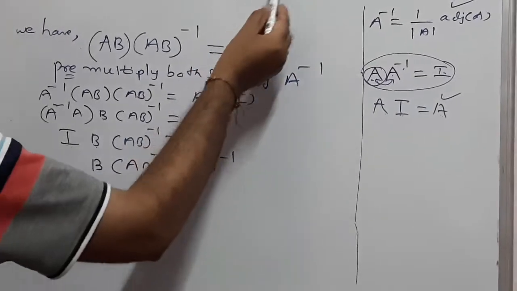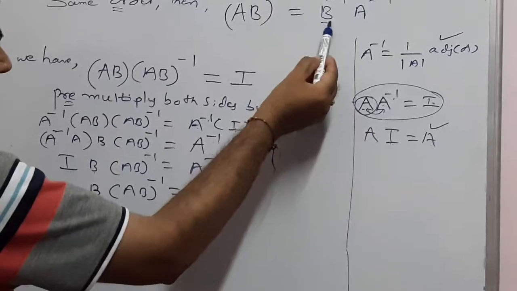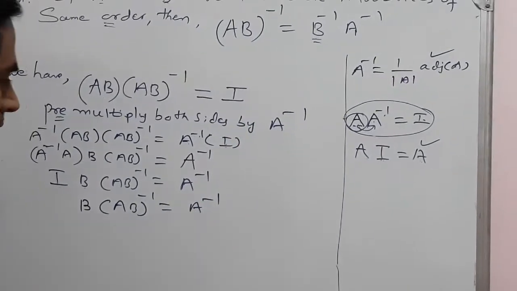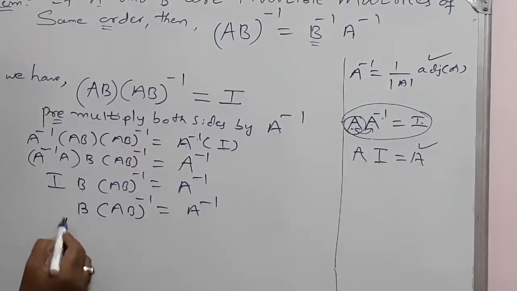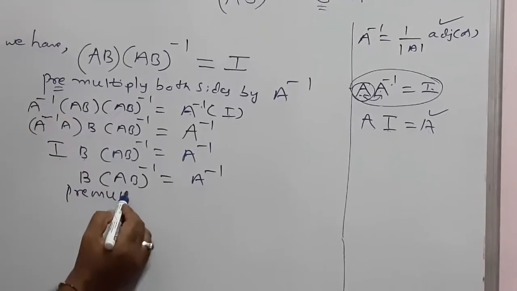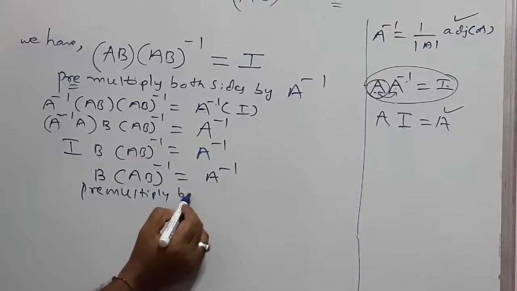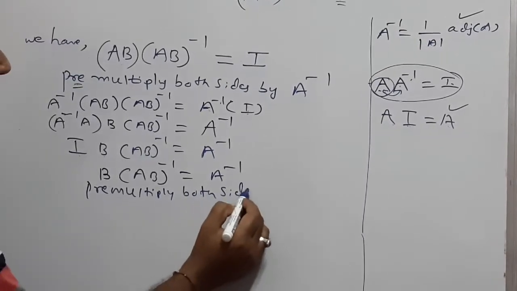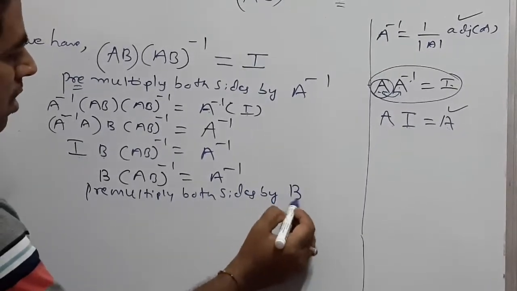So what we have to prove? (AB) inverse is equal to B inverse A inverse. The first term is here, and on the right-hand side we have B inverse. So I can again pre-multiply, as we did here, both sides by B inverse.